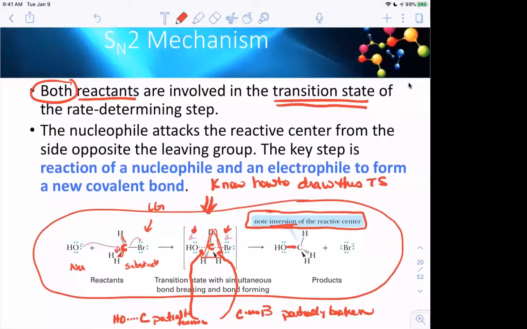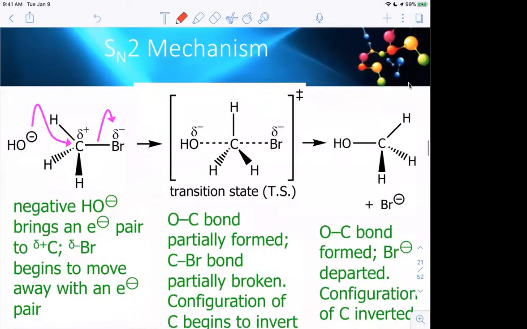My nucleophile is attacking on the opposite side of the carbon from where the leaving group is. So that's going to be this backside attack, which, if that is a stereochemical center, I get inversion of the stereochemistry. So let's look at this a little bit more. I have my negative OH minus, which is my nucleophile, bringing an electron pair to my partially positive carbon. The bromine begins to move away with an electron pair. So I get this transition state. This little double thing is indicative of a transition state. If you see that, what you're saying is this is a transition state.